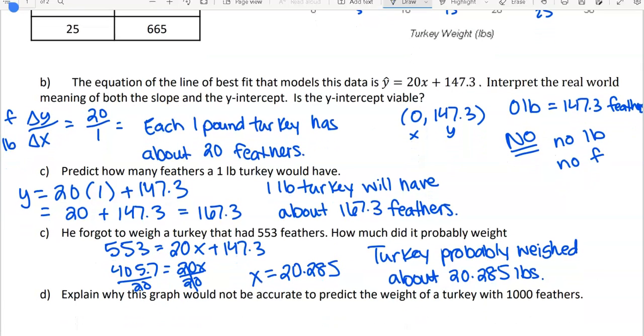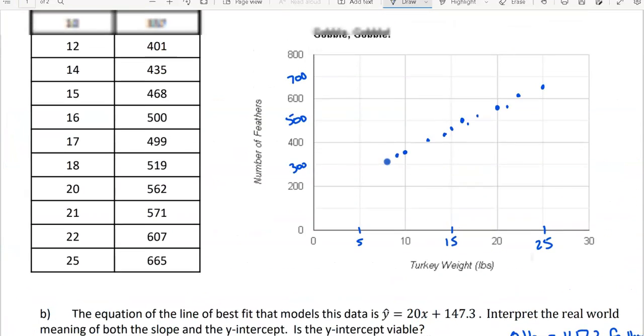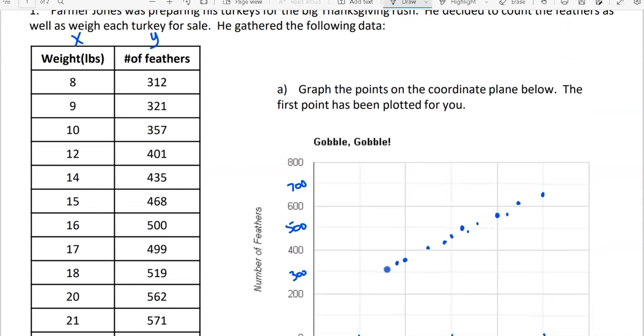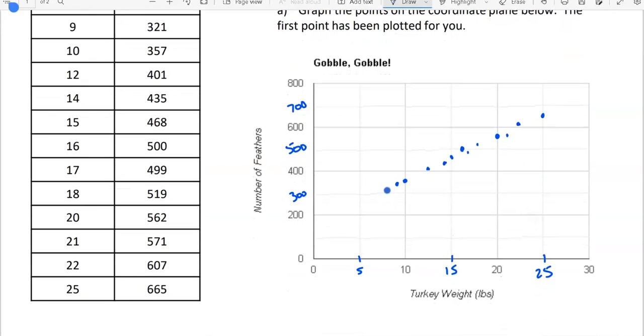Okay. Explain why this graph would not be accurate to predict the weight of a turkey with 1,000 feathers. Well, the graph is giving me actual data, and it doesn't show me that far. It only goes up to 30 pounds. It only goes up to 800 feathers. So it's really out of our constraints. It's out of our window.